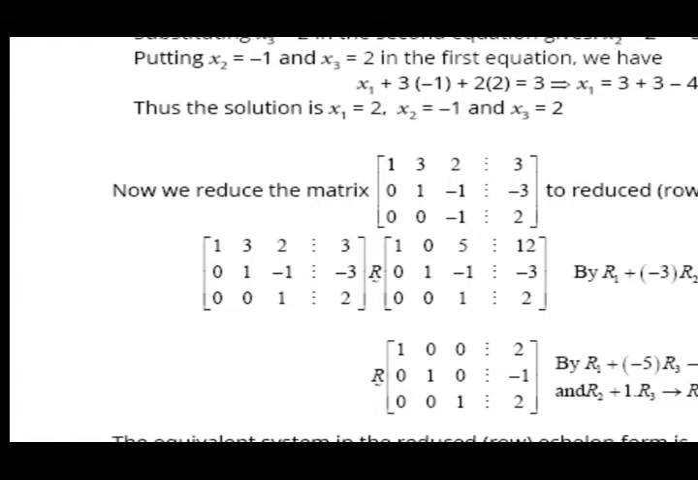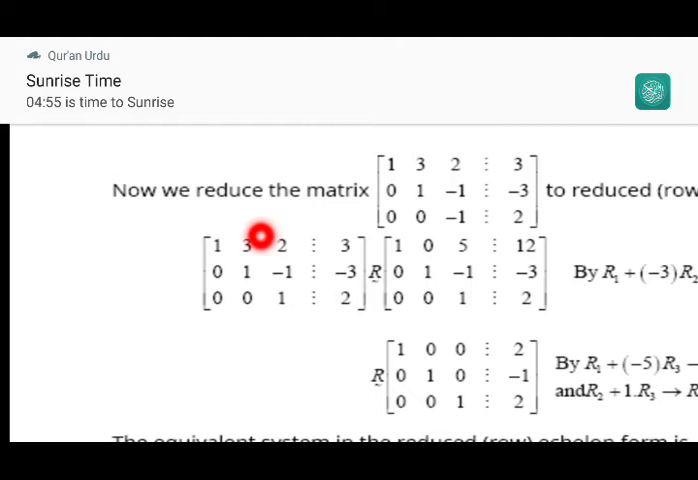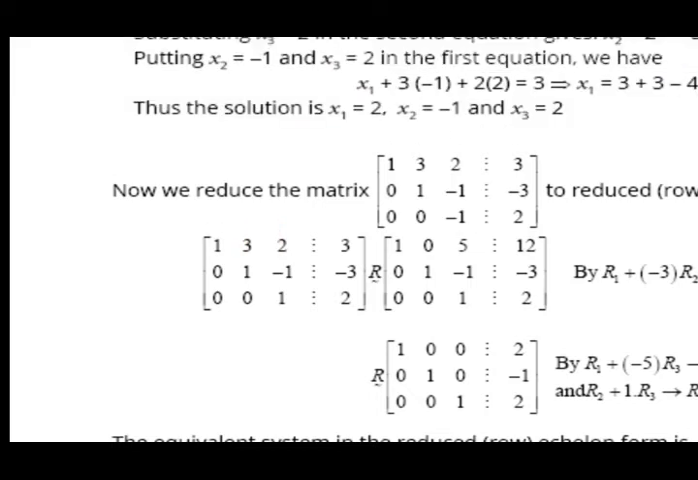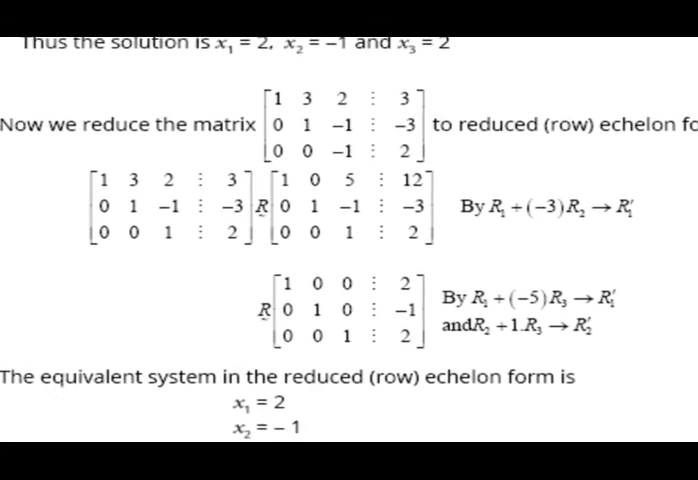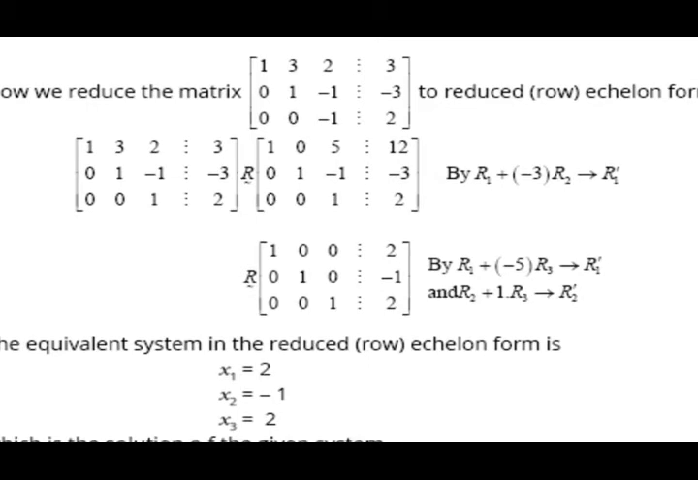Next, the last matrix, we make it reduced echelon form to make the above values equal to 0. We first make this 3 equal to 0. We multiply it by minus 3 and add to r1. And then we multiply by minus 5 and 1 to make the above values equal to 0. By this process we directly find the values: x1 is equal to 2, x2 is equal to minus 1, and x3 is equal to 2.